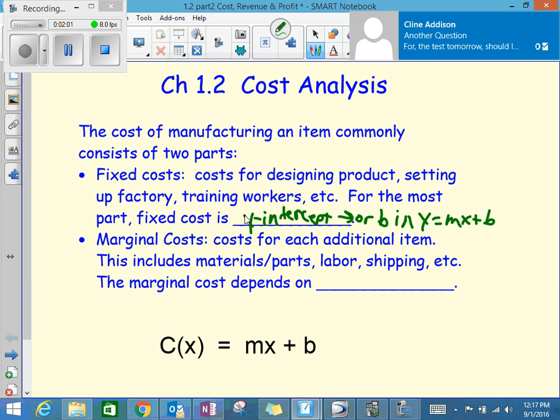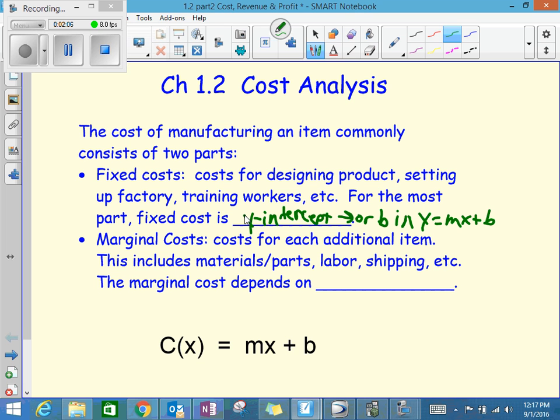Okay, and then the marginal cost is the other piece of it, and it is the cost for each additional item. So this includes how much materials go into every item, the labor, the shipping, etc. So the marginal cost depends on the quantity.